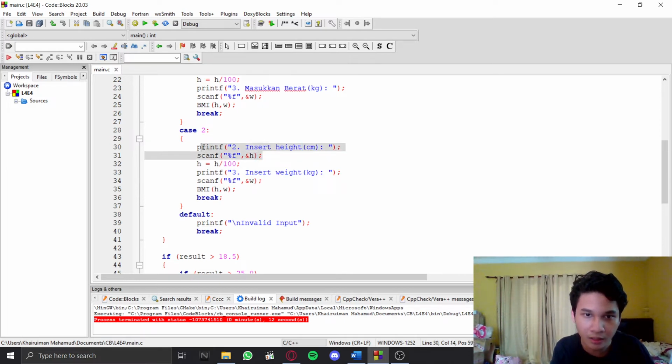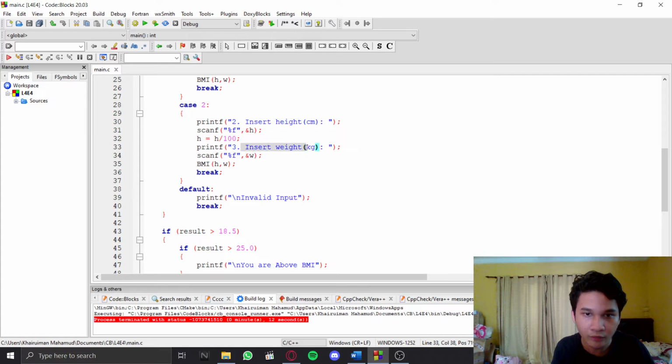After we scan the height, we will try to convert from cm to meters. That is by height divide by 100, and then we have to insert the weight in kg using the scanf. After that, we will be calling out the BMI.